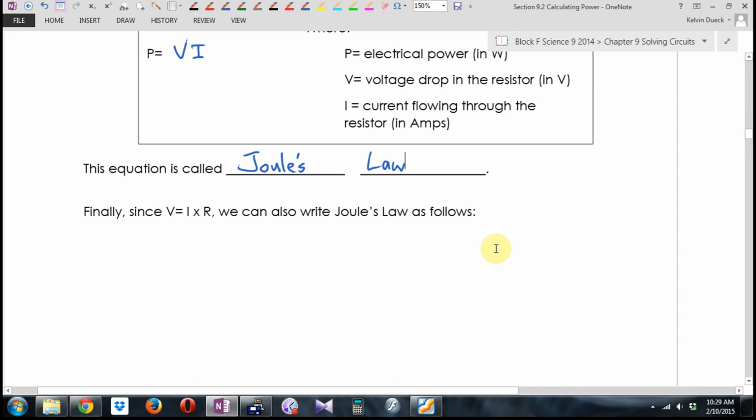If power equals V times I, we can also write Joule's law as follows. Since V equals I times R, I can write Joule's law like this. Instead of putting a V there, what's V the same as? What times what?